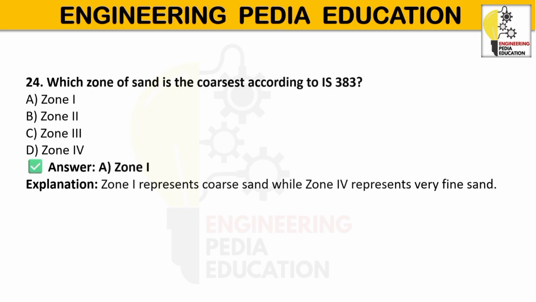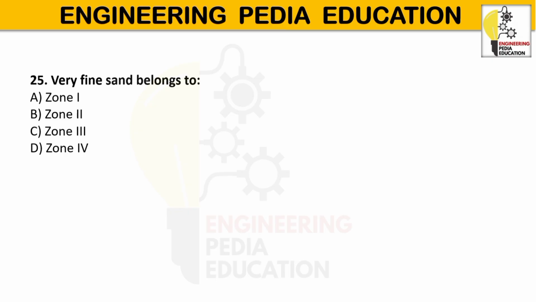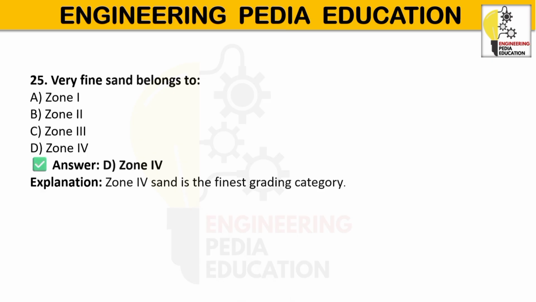Zone 1 represents the coarsest sand while zone 4 represents very fine sand. Very fine sand belongs to zone 1, zone 2, zone 3, zone 4. So the correct answer is zone 4, the finest grading category.